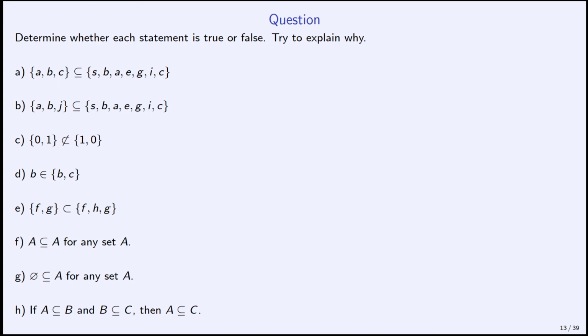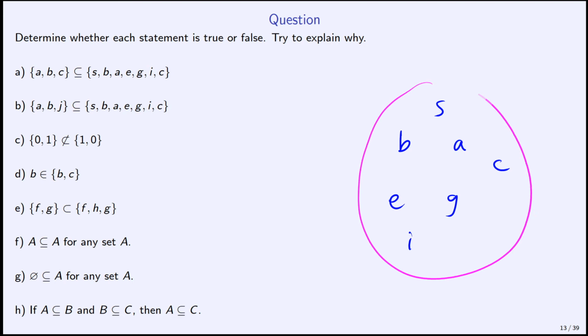Okay, I think it's good if I draw these things out. So I'm always going to draw the rightmost set out. So we have S, B, A, E, G, I. I'm going to put C over here just because I know what to do in this question, so I have a bit of an advantage drawing this out. Okay, so this is our main set. This is our right side set.